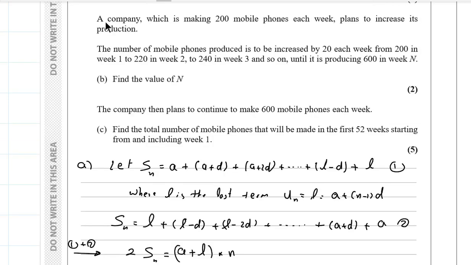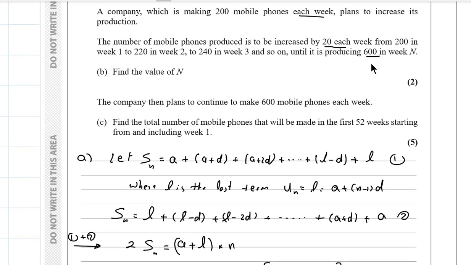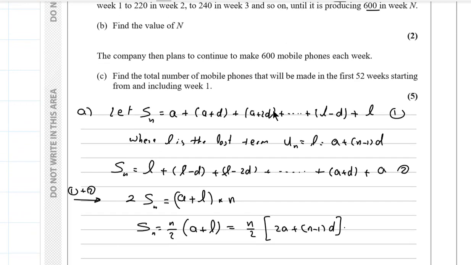Okay, that's it. A company which is making 200 mobile phones each week plans to increase its production. The number of mobile phones produced is to be increased by 20 each week, from 200 in week 1 to 220 in week 2 to 240 in week 3, and so on until its production is 600 in week n. So it's an arithmetic sequence with first term 200 and d 20. Find the value of n. Here we have the value of the term, and the required is to get the order of the term.